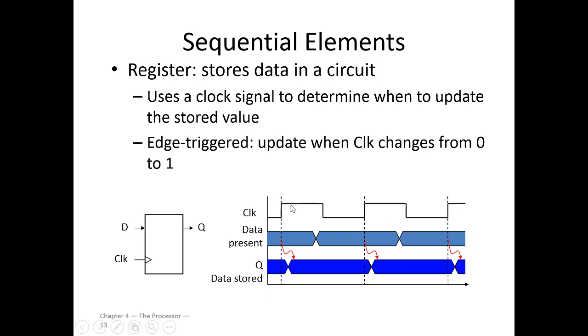In real life this would be a smooth curve, but we're going to pretend it's instantaneously 0 and then instantaneously 1 at some point later in time. So these are flip-flops or latches, and basically we're looking at sequential elements that, when we want to store a value, base it on the clock cycle.